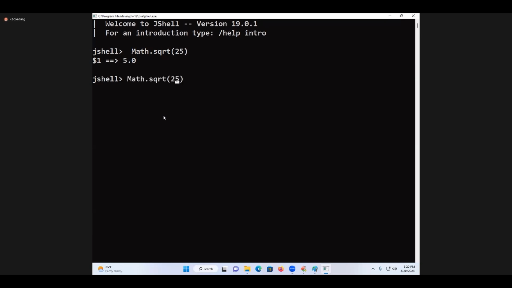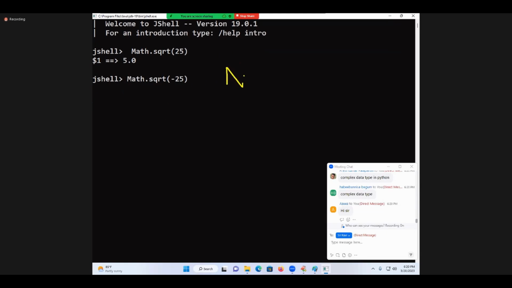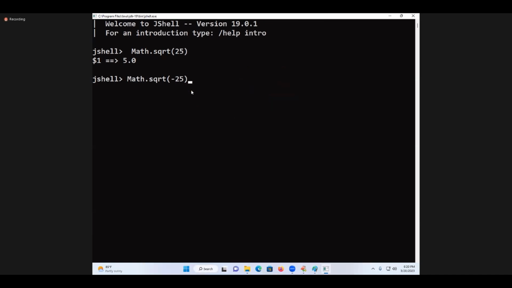Square root of minus 25, what will you get? You'll get a value called NaN, N-A-N. NaN will come. That is, not a number. That means it doesn't have any meaning in Java. So there is no such data type. How do you represent NaN in Java? You have to write a number of lines of code for this, which is going to be difficult.